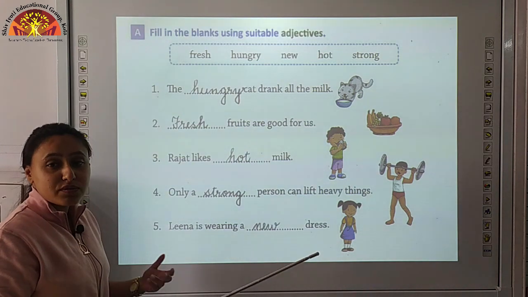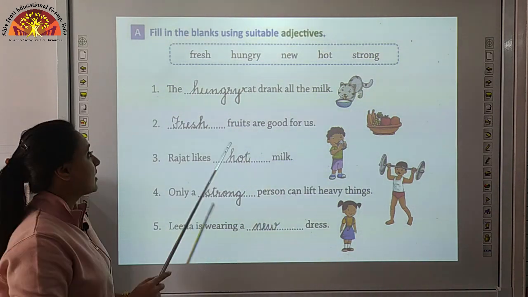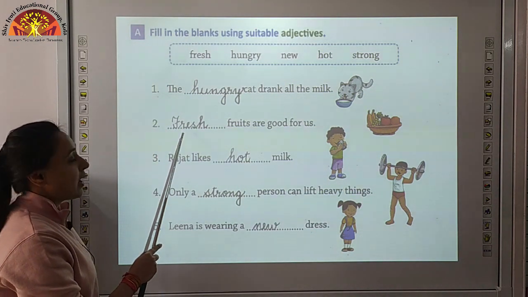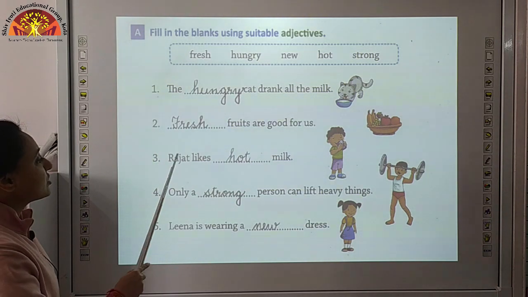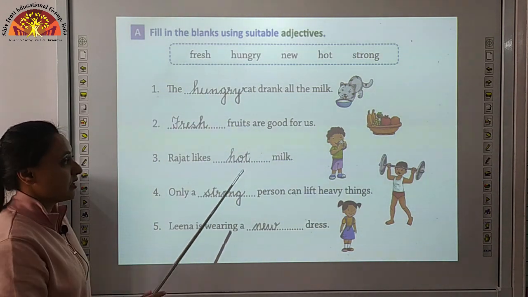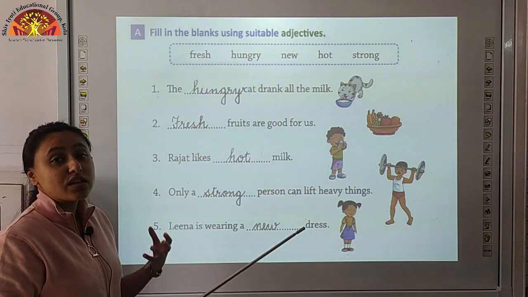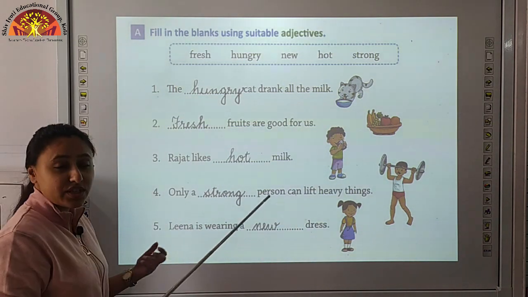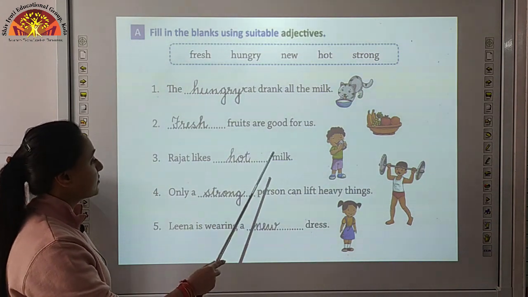Now number 2, dash fruits are good for us. So which fruits are good for us? Fresh fruits are good for us. Write down here F-R-E-S-H, fresh. Number 3, Rajat likes dash milk. So Rajat likes what kind of milk? Rajat likes hot milk, okay? What is the adjective here? H-O-T, hot. Rajat likes hot milk.